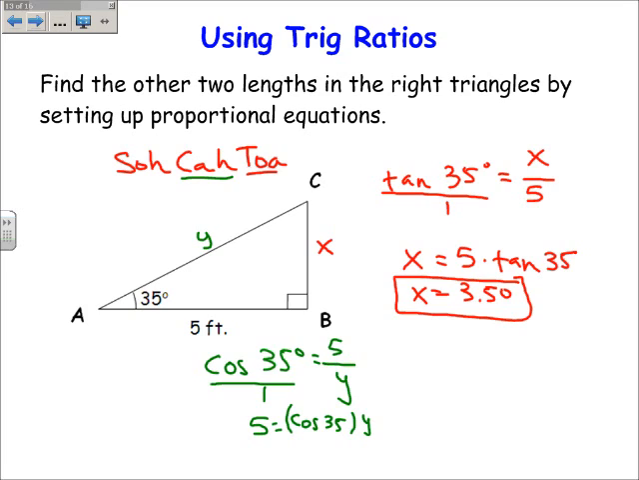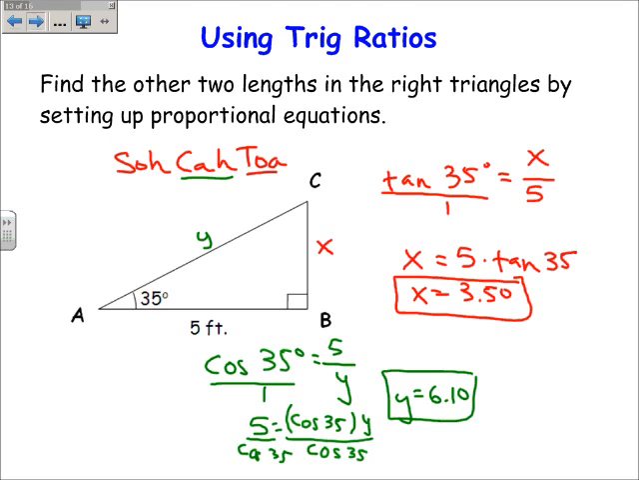Now I want to solve this equation for y, so I'll need to divide both sides by the cosine of 35, which I know feels a little funny, but just think that cosine of 35 is still a number. So I'm dividing by the ratio, the number, that's cosine of 35. And then I take my calculator and do 5 divided by the cosine of 35, and I get the length of the hypotenuse, which is 6.10.